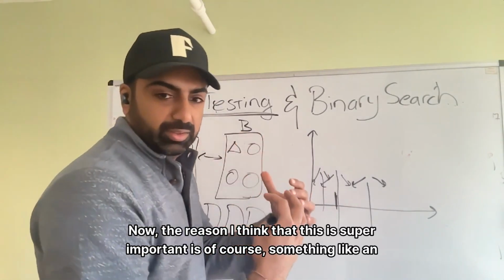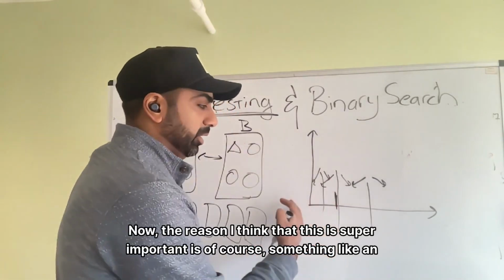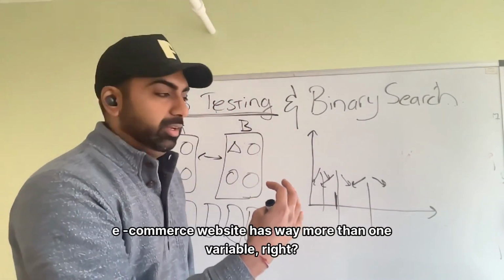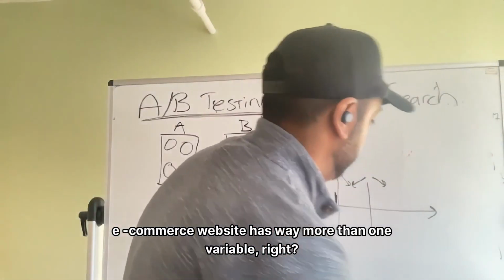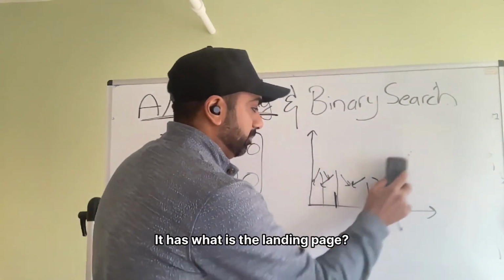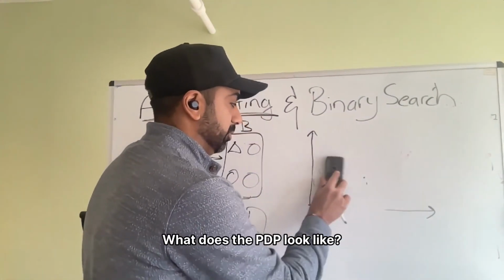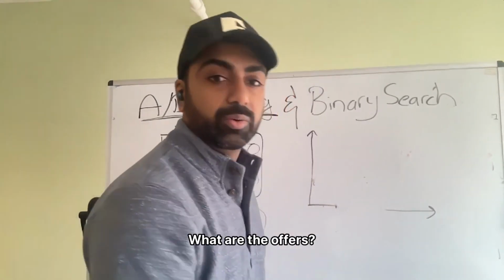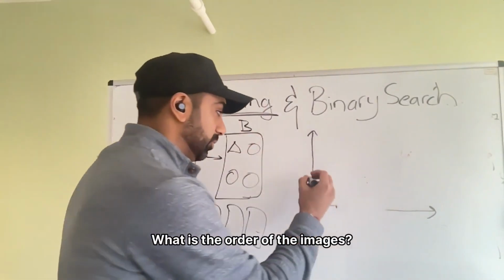Now, the reason I think that this is super important is, of course, something like an e-commerce website has way more than one variable, right? It has: what is the landing page? What does the collection page look like? What does the PDP look like? What does the cart look like? What are the offers? What is the order of the images?